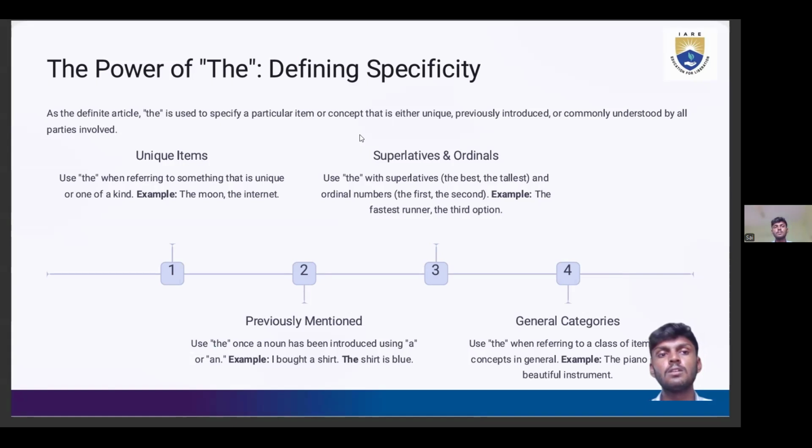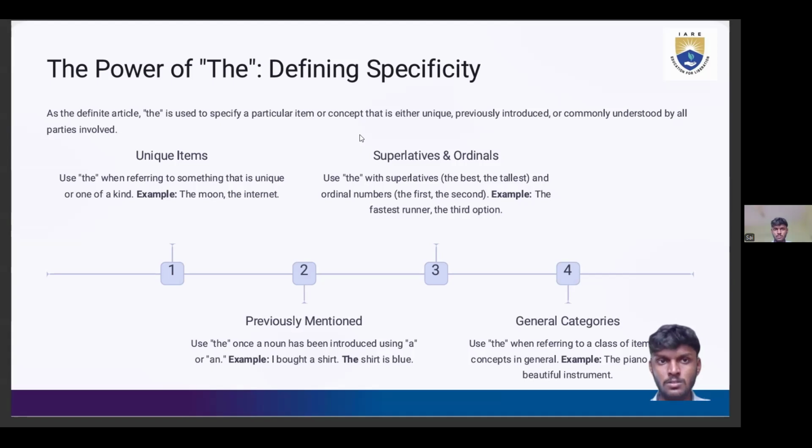Unique items, superlatives, or ordinals. Use the when referring to something that is unique or one of a kind. Example, the moon, the internet. Use the with superlatives, the best, the tallest, and ordinal numbers, the first, the second. For example, he is the fastest runner, the third person.